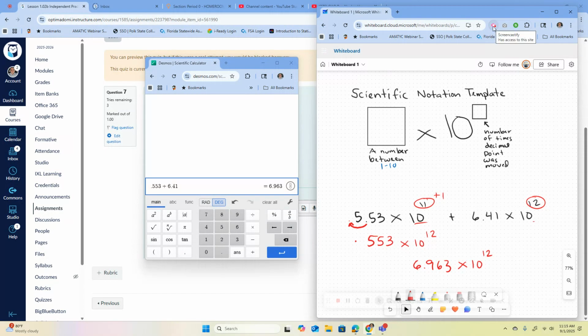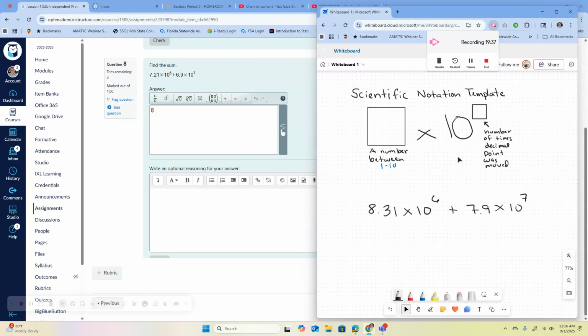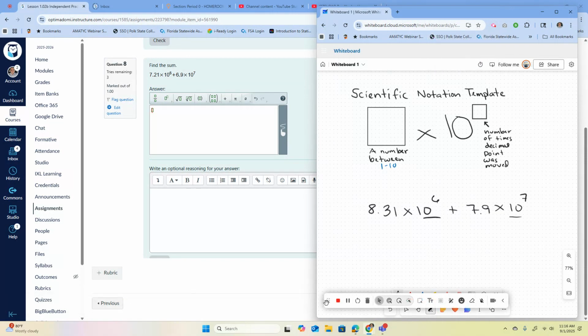Let's go to the last one, number 8. Very similar to problem number 7. I want to make sure that the powers of 10 have the same exponent. They don't have the same exponent. You can see one is 6, the other one is 7. I usually want to make the bigger exponent into the smaller exponent, but honestly, it all depends on the problem. In my case, I want to make the smaller one into the bigger one.